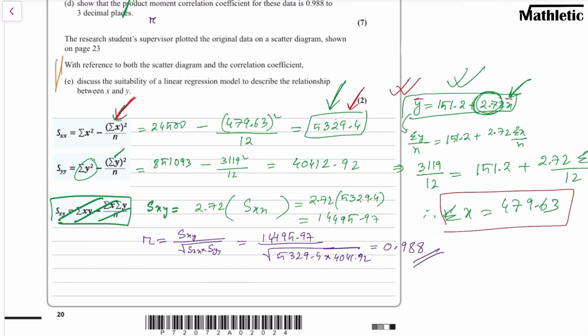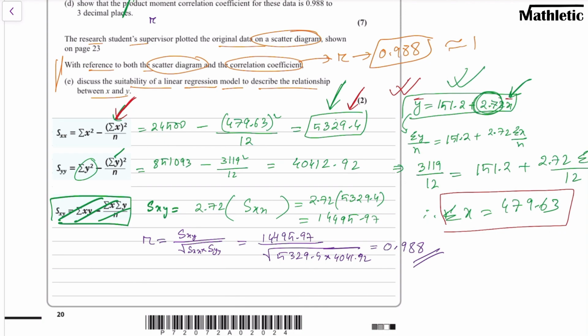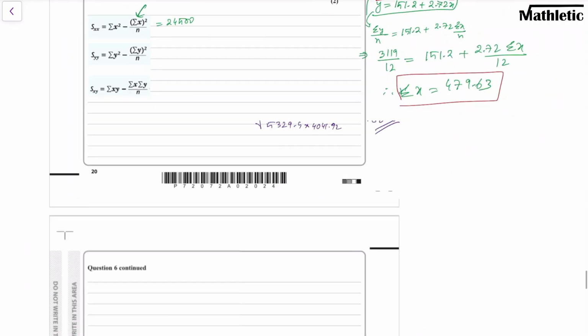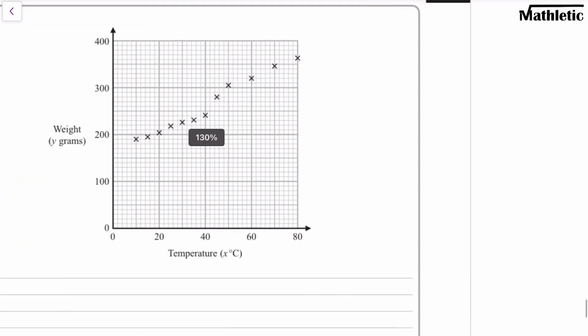For the last part, the research student's supervisor plotted the original data on a scatter diagram. With reference to the scatter diagram and the correlation coefficient, the correlation coefficient is r, which is 0.988. We need to discuss the suitability of a regression line model to describe the relationship between x and y. So since r is close to 1, it supports the linear regression model. But we need to also analyze the scatter diagram. So this is the scatter diagram.